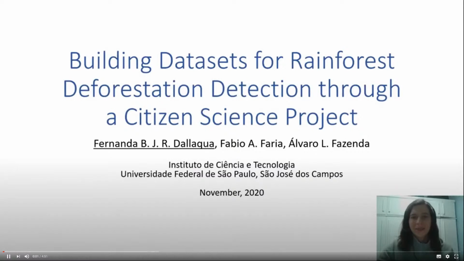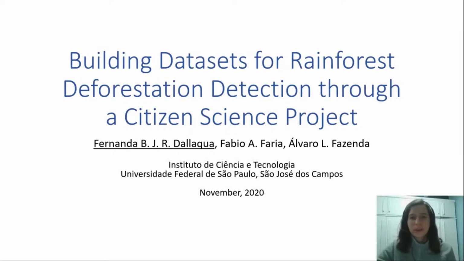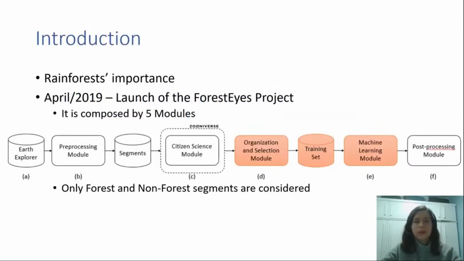Hi, my name is Fernanda Beatriz, and I will be presenting the work Building Datasets for Rainforest Deforestation Detection through a Citizen Science Project. Rainforests play an important role in the global ecosystem. Unfortunately, they suffer from indiscriminate deforestation. Therefore, monitoring programs are needed. One of the best known programs is INPE-PRODES, which carries out the annual Brazilian legal Amazon deforestation survey by photo interpretation of Landsat 8 images. In April 2019, the Forest Eyes project was launched at the Zooniverse platform.